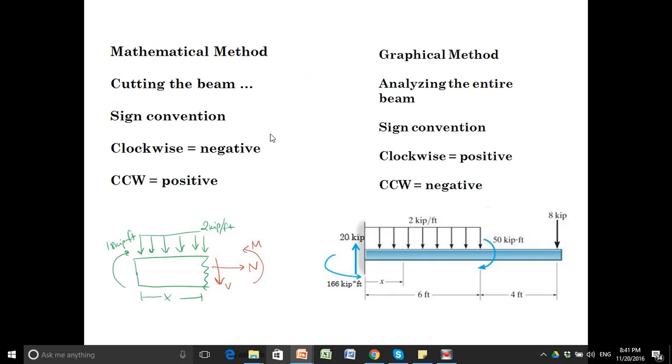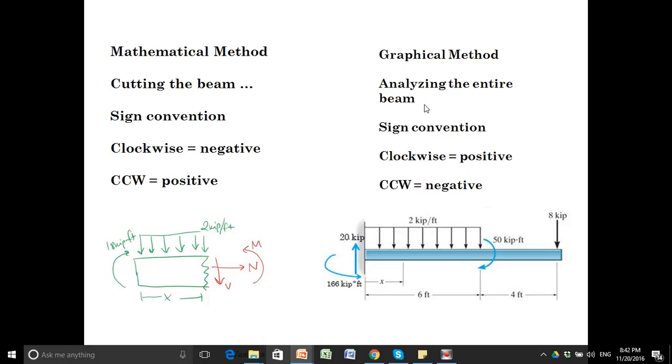Alright, the most important thing that a lot of you are getting confused by is the sign convention. Whenever we're doing the mathematical method, where we write an equation for shear and moment and use that to graph, that's when we cut the beam and solve for shear and moment. It's important that whenever you cut the beam and look at everything to the left of that cut, your shear is pointing downward and your moment is pointing counterclockwise. So in here, the sign convention is normal, like we're always used to. When writing the equation, clockwise is negative and counterclockwise is positive.